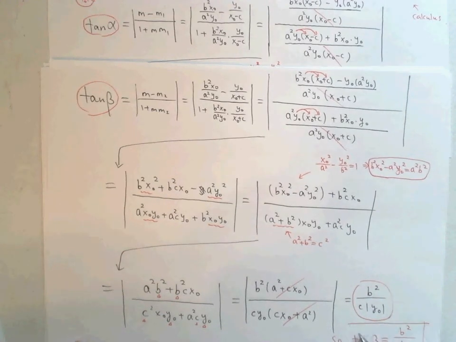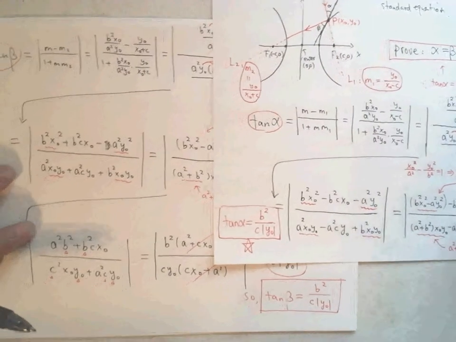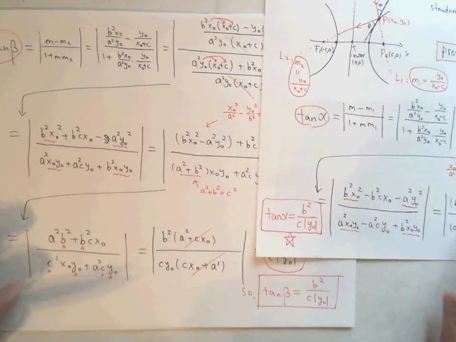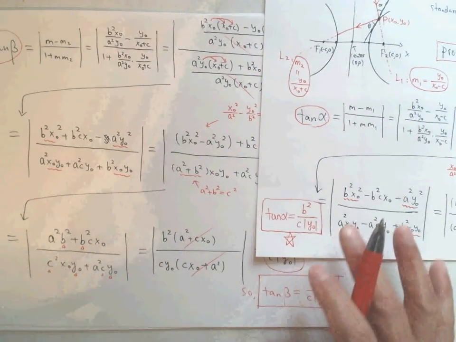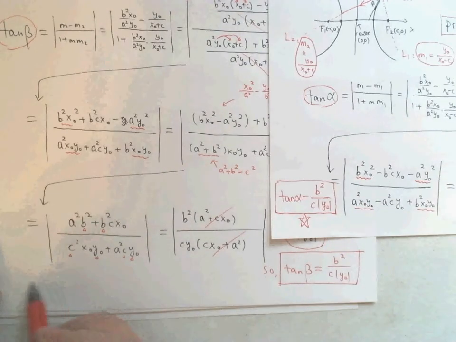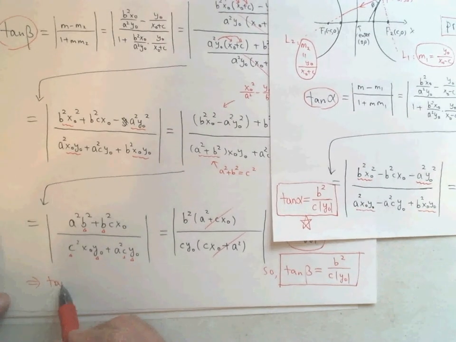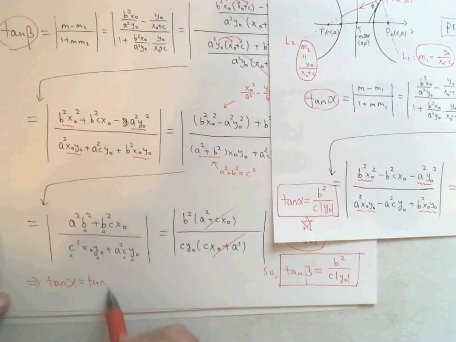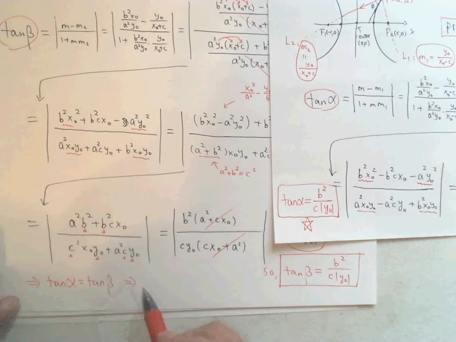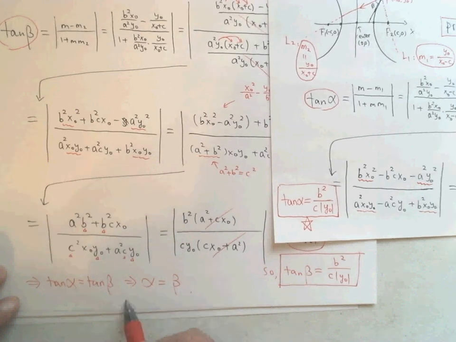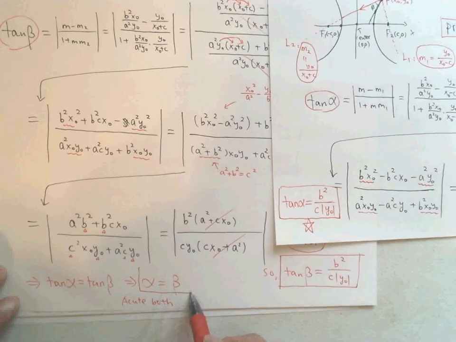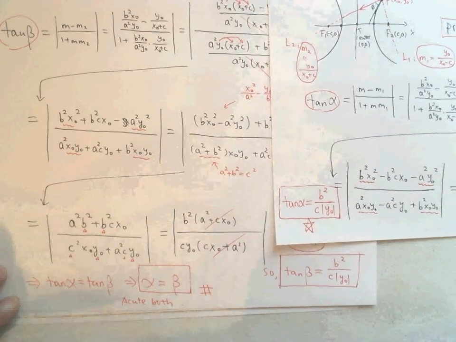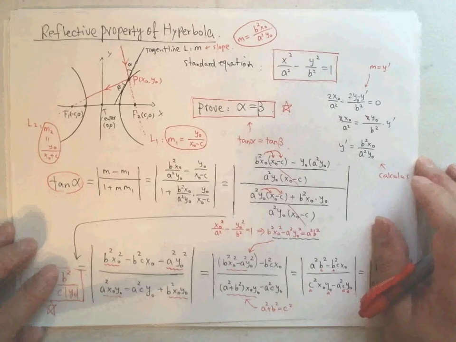Can we compare this to the first one we got? Definitely they are the same. So tangent alpha equals tangent beta, and both are acute angles, which means alpha equals beta. This is the final result.